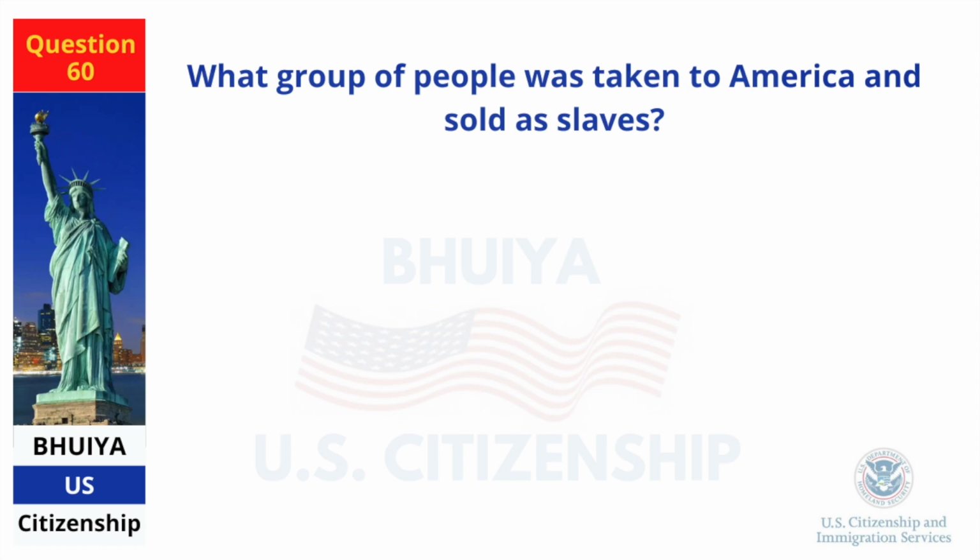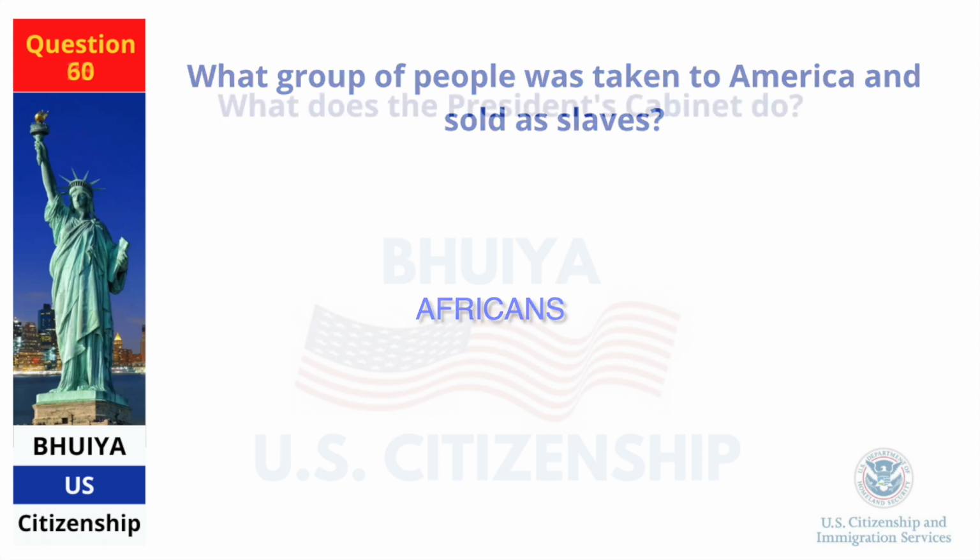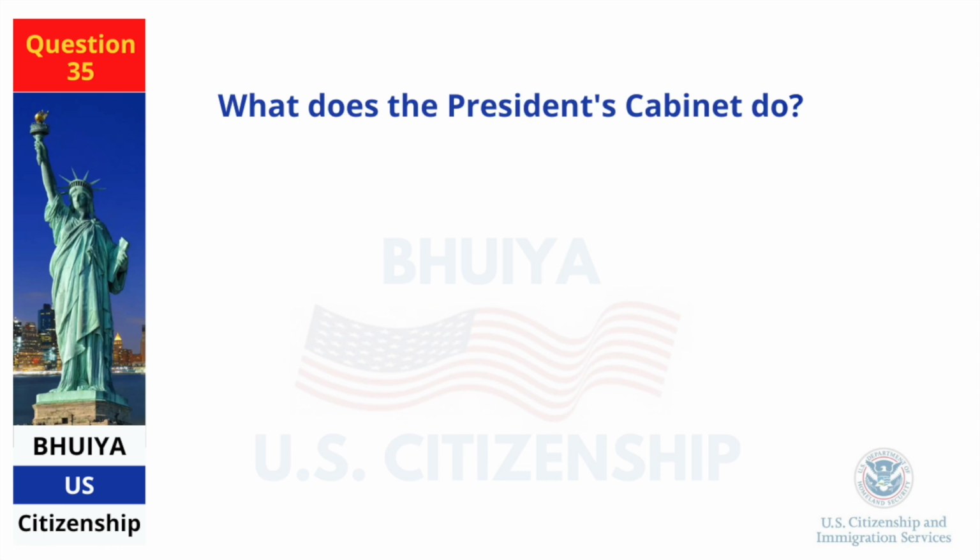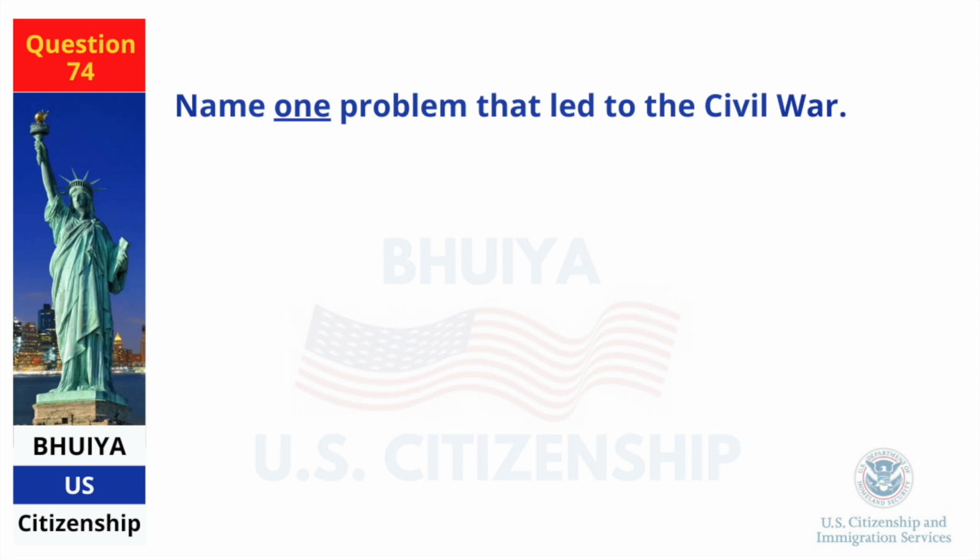What group of people was taken to America and sold as slaves? Africans. What does the president's cabinet do? Advises the president. Name one problem that led to the Civil War. Slavery.